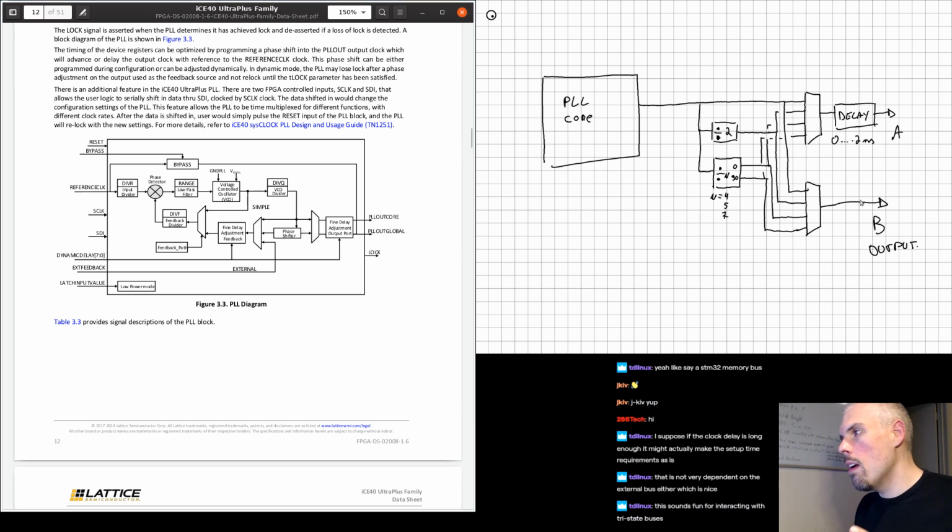And contrary to what it says in the datasheet, you can use the fine delay adjustment without using the phase shifter, and only the A output is delayed and not the B output. And so you can easily generate, let's say, your main system clock with the B output, and then use the A output to capture your input data.